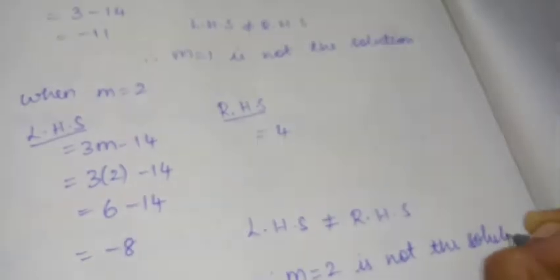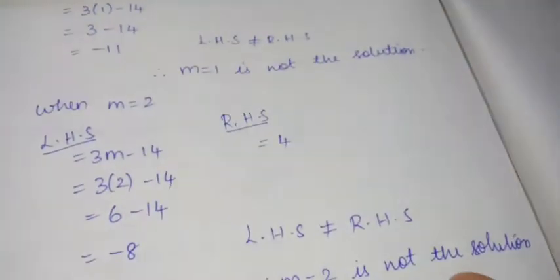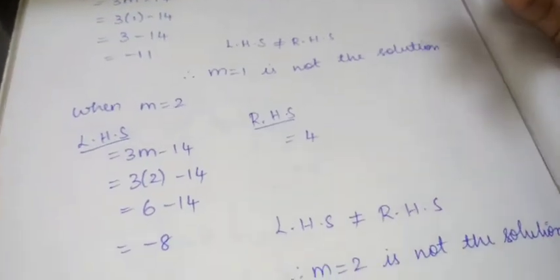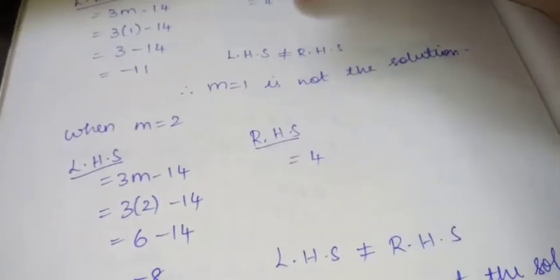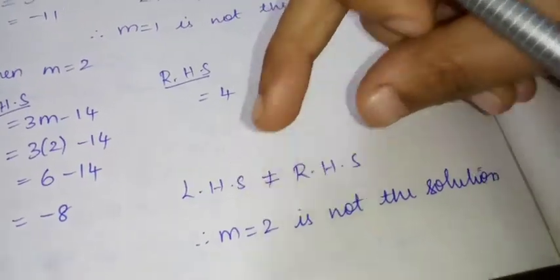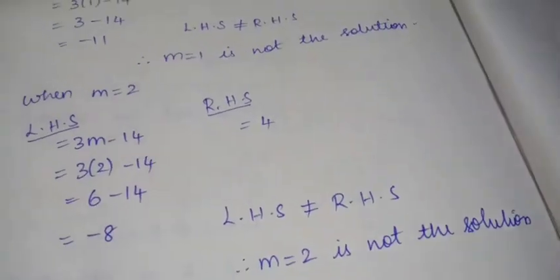See, listen, these steps are very important. If any of the steps is not there, then we cannot give you marks. LHS and RHS you should write, and you should say that LHS is not equal to RHS, then it is not a solution. Like that you should say.